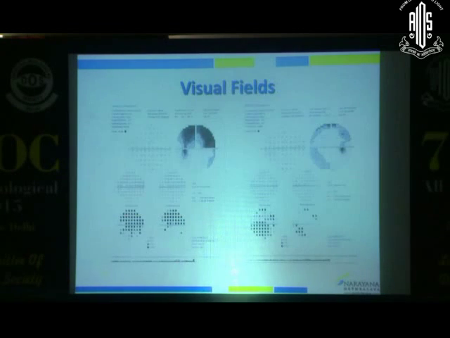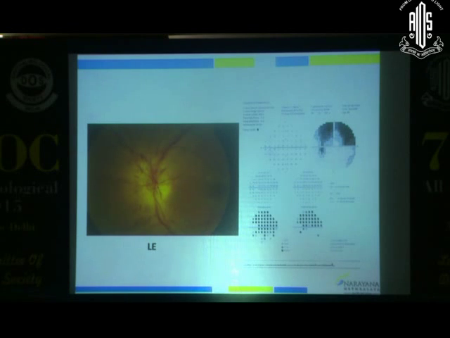So let's look at the fields. This is what we get in the fields. So let's review them for each case. Left eye, you're getting a superior arcuate scotoma. Now you look carefully. What is there? This part is swollen, but this part is pale. So this is the problematic part of the eye, not this.